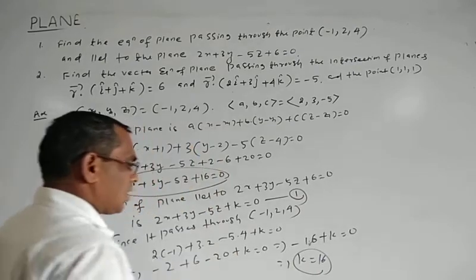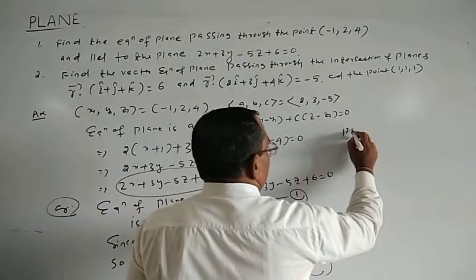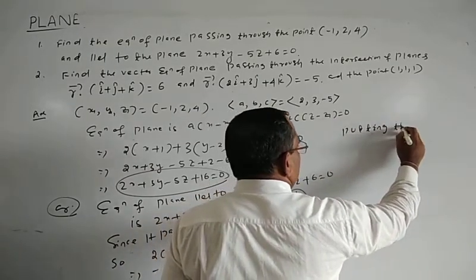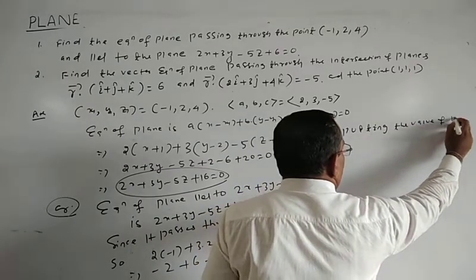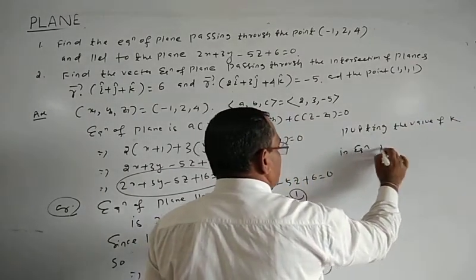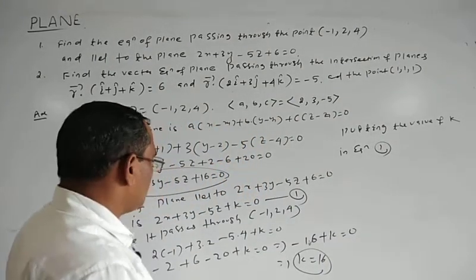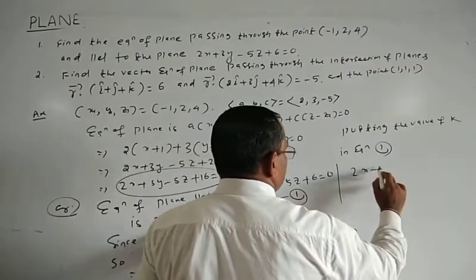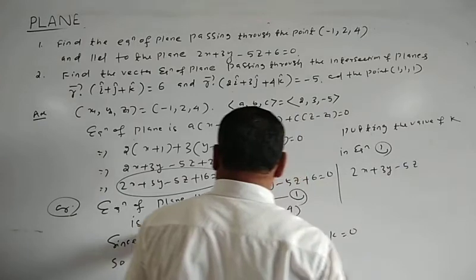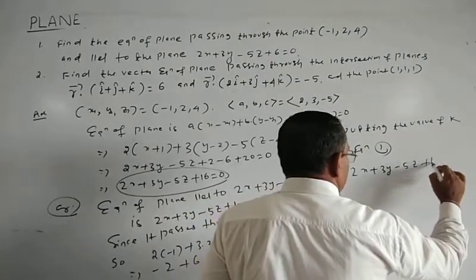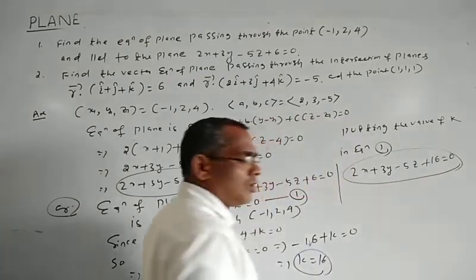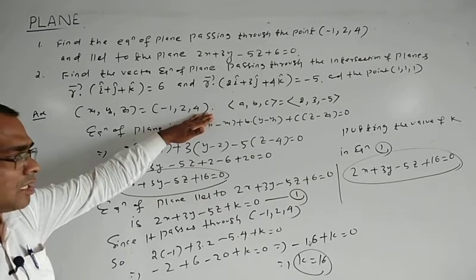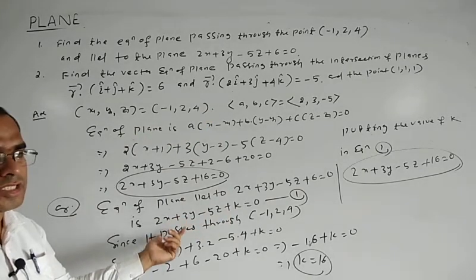Putting the value of k in equation 1, we get 2x plus 3y minus 5z plus 16 is equal to 0. Okay, so you can find the equation of the plane in two different methods, by taking direction ratio directly or by taking ax plus by plus cz plus k is equal to 0.